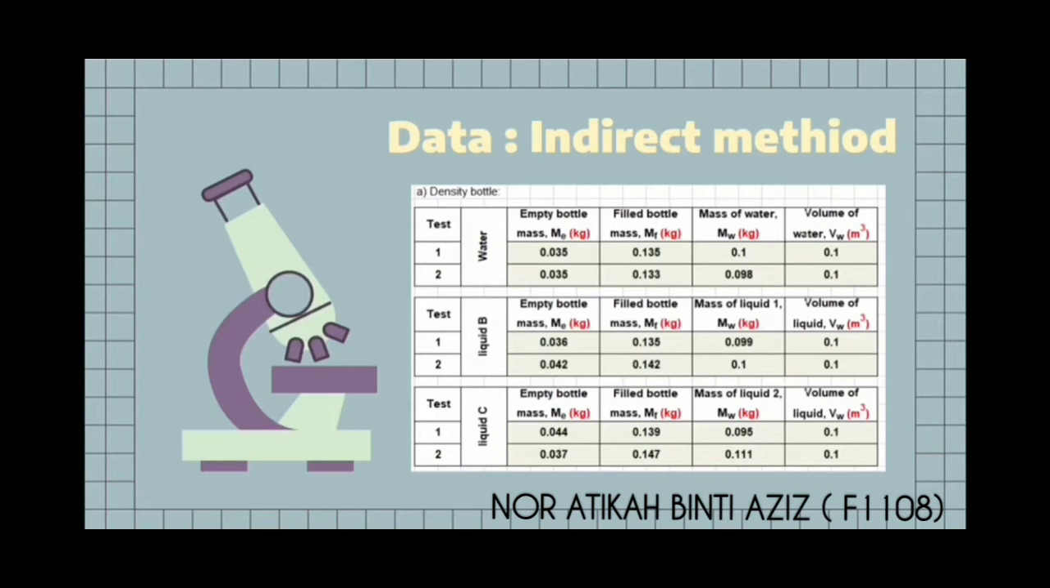To calculate, we should follow the results of the density bottle. We calculated before this and we just convert from gram to kg. For example, for the empty bottle of water, we get 34.64 gram, and after converting to kg, we get 0.035 for the empty bottle. Also for the filled bottle and mass of water, the same as the calculation for the empty bottle, but for the volume of the bottle, we should convert from ml to m3. For example, the volume of water is 100 ml and after converting, we get 0.1 m3, and the same for liquid B and liquid C.